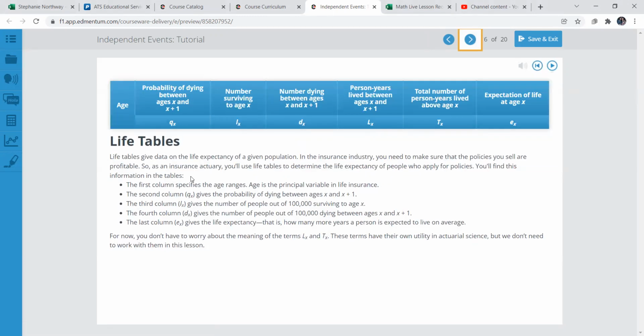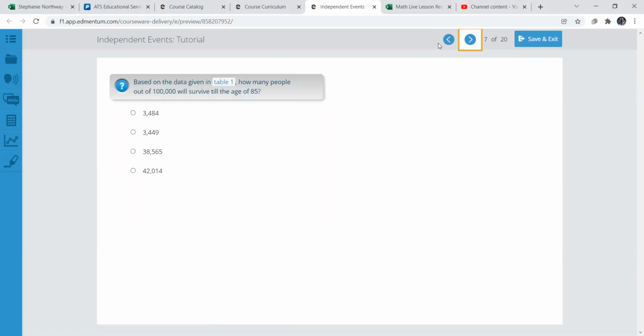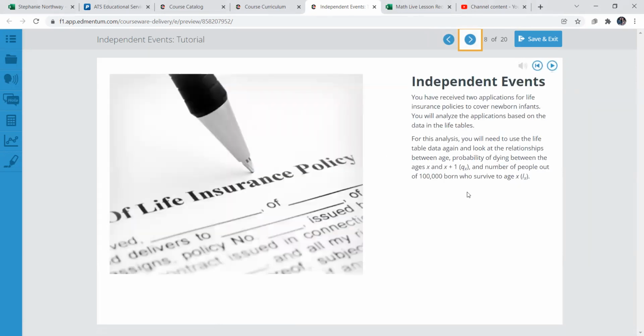This just talks about life expectancy, the number of years somebody would live, and it kind of breaks it down for you just a little bit and gives you a few different things in columns. So we'll do this. Let's go back to independent events.